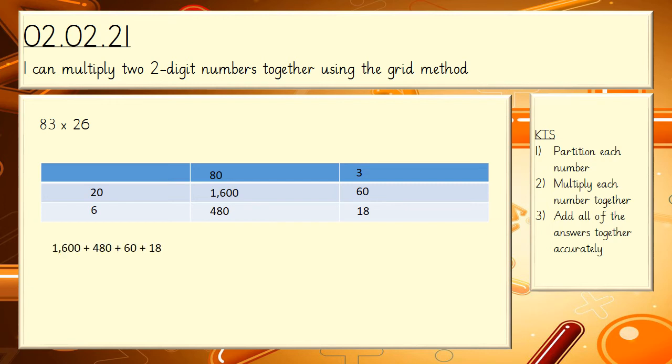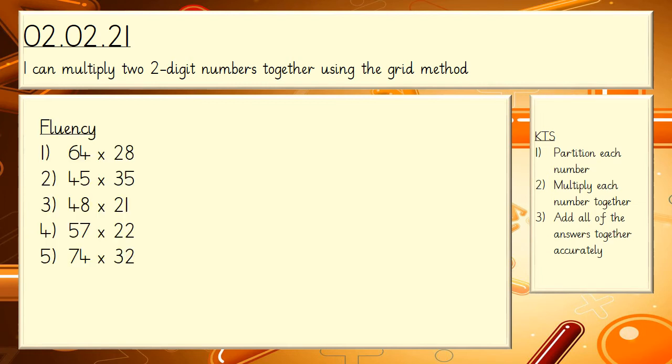You're going to add those together. What method are you going to use to add those together? You're going to use the column method. Pause the video here while she adds those 4 numbers together. So your answer should be 2,158. Let's have a look at the Fluency then.